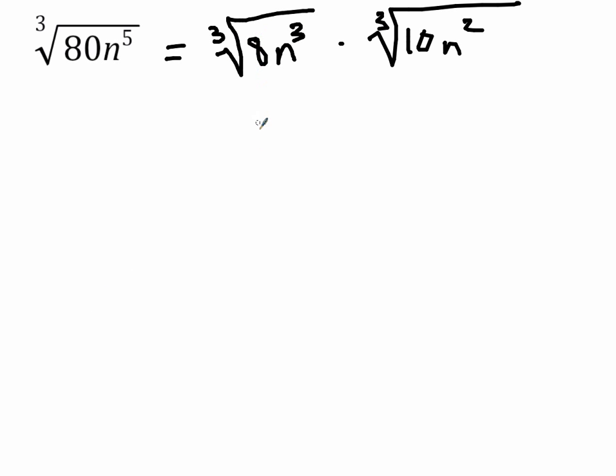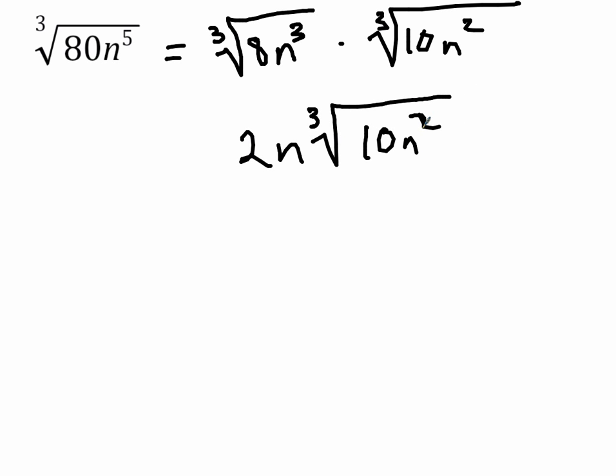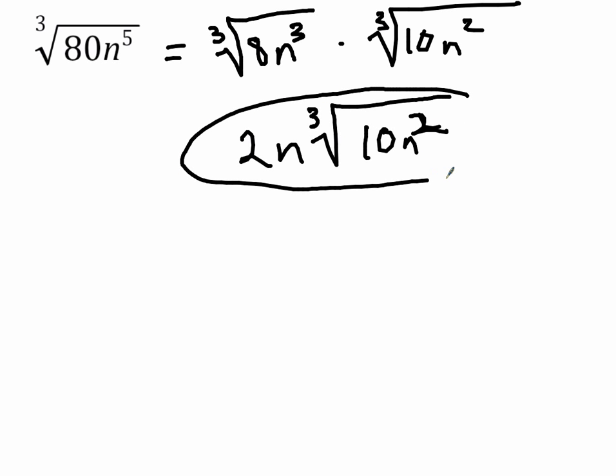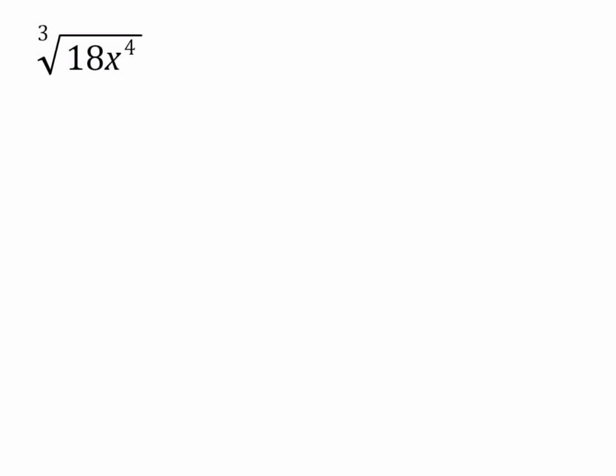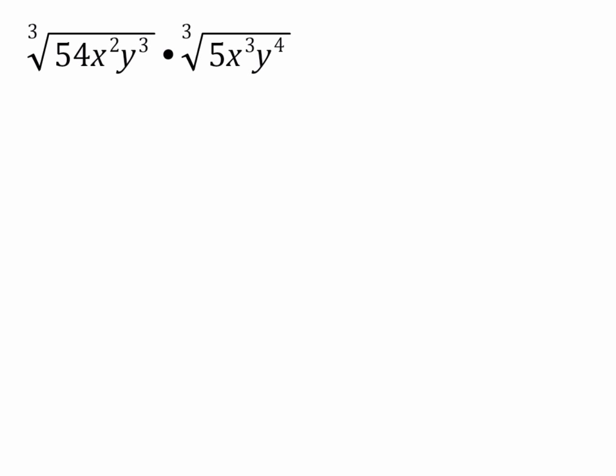The cube root of 8 is 2, the cube root of n cubed is n, and then times the cube root of 10 times n squared. So this is the simplified version of the cube root of 80 times n to the 5th. I'm going to leave this one as an exercise, and I'm going to skip to combining and then simplifying.